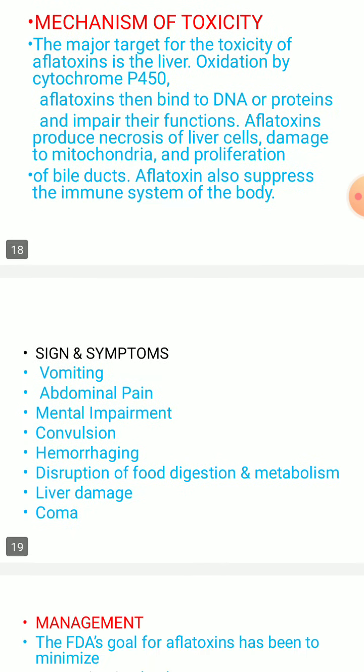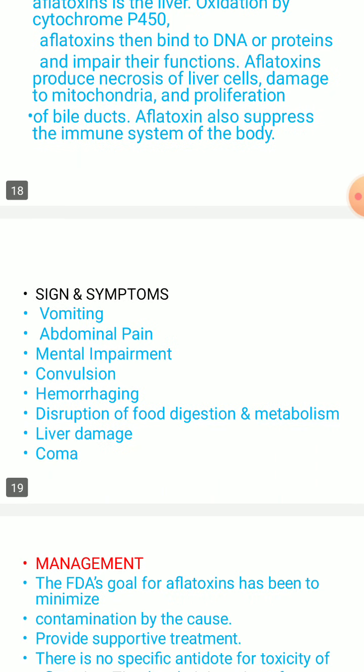What are the signs and symptoms of aflatoxin exposure? The individual will face vomiting, abdominal pain, mental impairment, convulsion, hemorrhaging, disruption of food digestion and metabolism, and even liver damage you can notice. Lastly, he or she results in a coma.